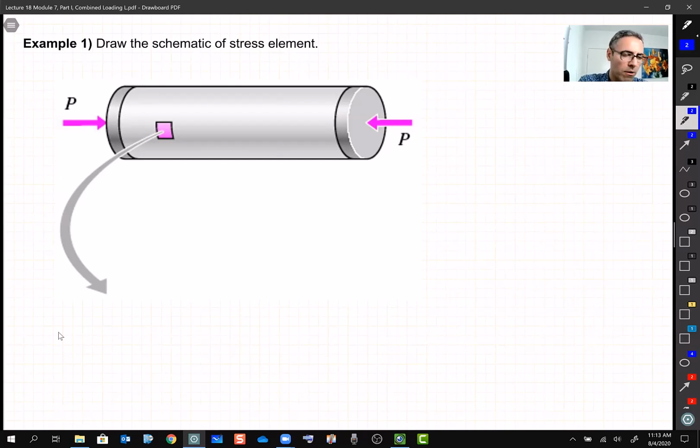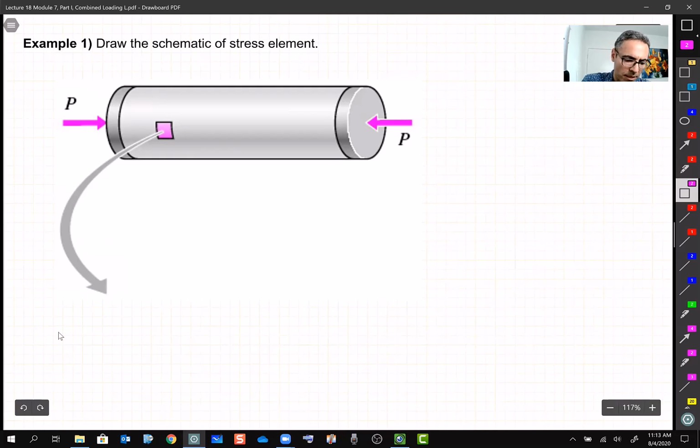Let's do it. For a very, very simple case, we have a shaft and it is under compression. The question asks us to draw the stress element for this one. So first of all, we are in the outer layer. If I'm in the outer layer, good news, it's 2D. So I draw my element. I just magnify it over here. This is my element, right?